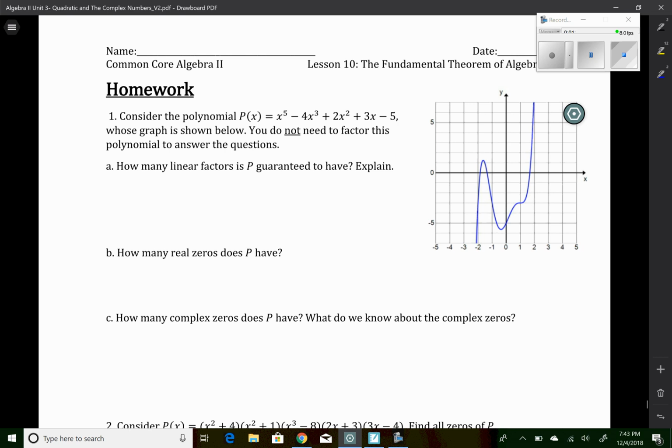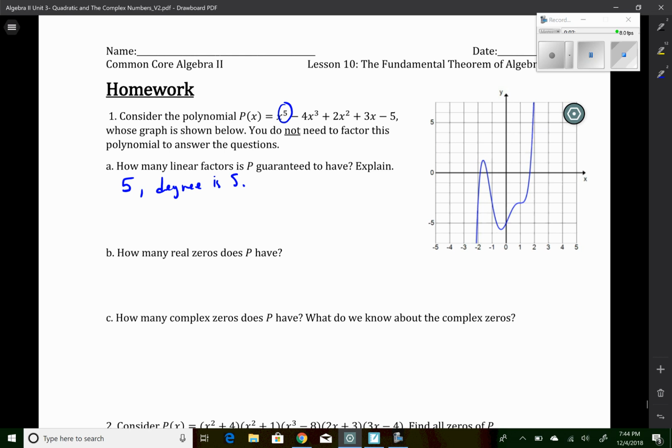So in number one, it gives us this fifth degree polynomial, and it says not to factor this. So we actually don't even care what these solutions are. I just want to kind of go over the theorem of algebra here to be able to see how to answer these questions. So it says how many linear factors of p is p guaranteed to have? Well, if it has 5 zeros, it has 5 factors. How do I know it has 5? The degree of the polynomial is 5. That's the largest exponent. So the answer is going to be 5, and that is because the degree is 5.